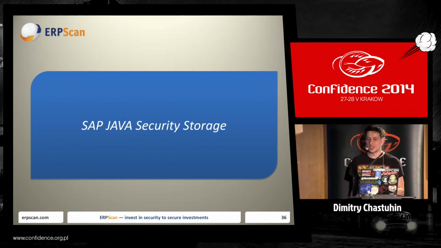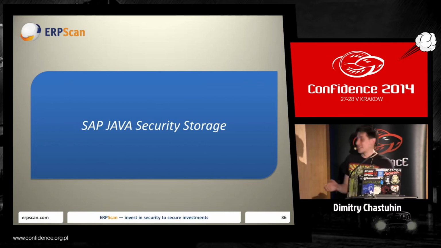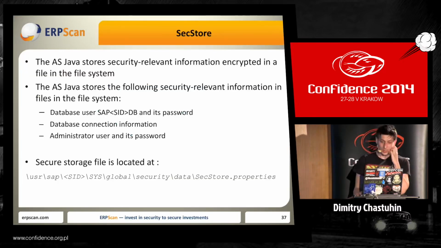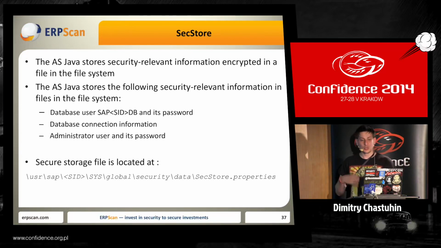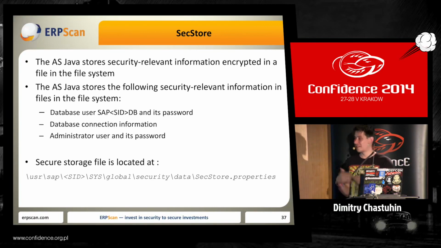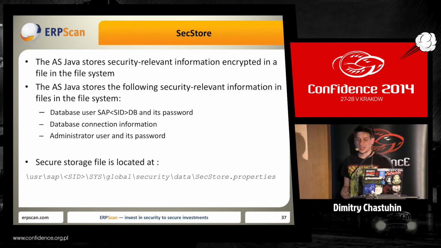Okay, let's go to the server side of the Java stack of an SAP system. Start with the Java security storage. What is that? The security storage is a place the Java application server uses for storing sensitive information like the database user and its password, database connection information, and the administrator user and its password. The security storage is placed on the file system in the file secstore.properties. On the slide you can see the default path to this file.